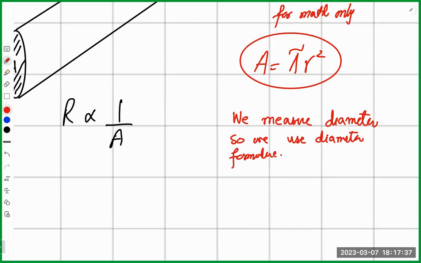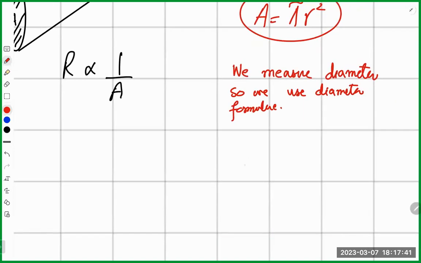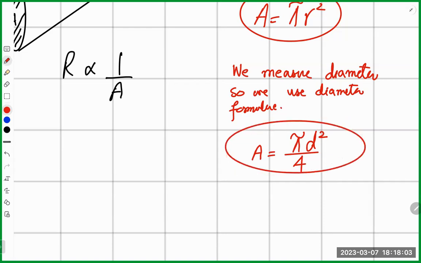Okay. So what is the formula of area of a circle in terms of diameter? Area of a circle in terms of diameter is pi d square by 4. Pi d square by 4. So this is the formula that we will use here.